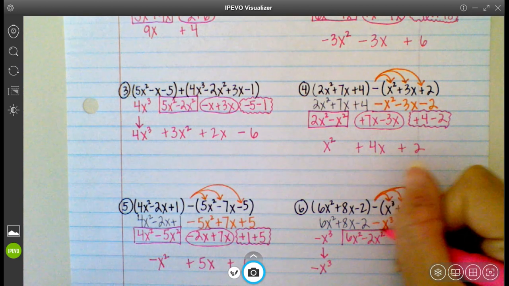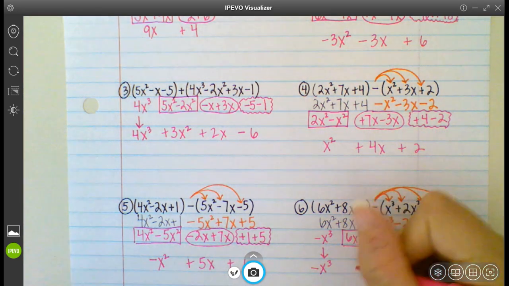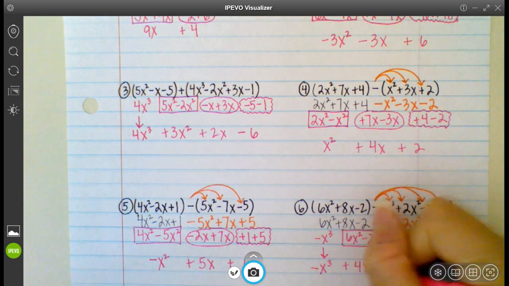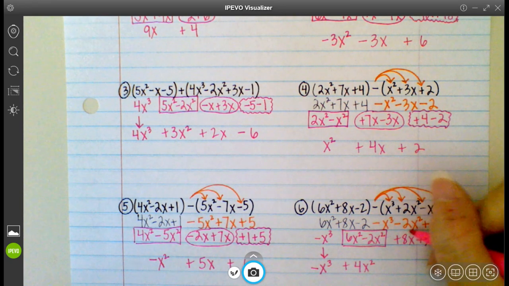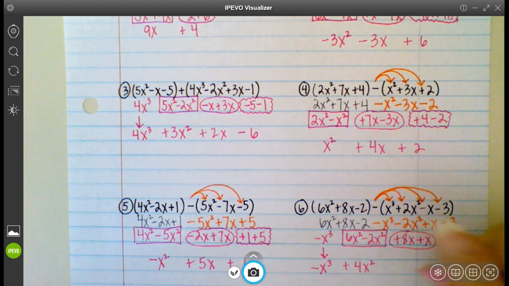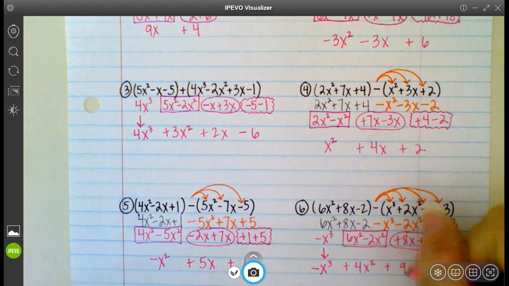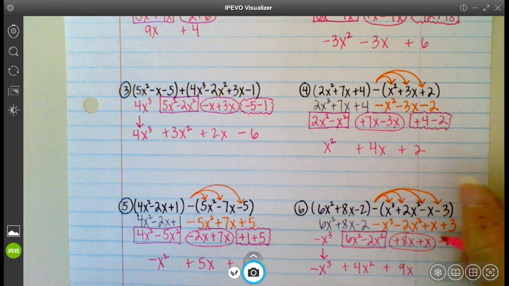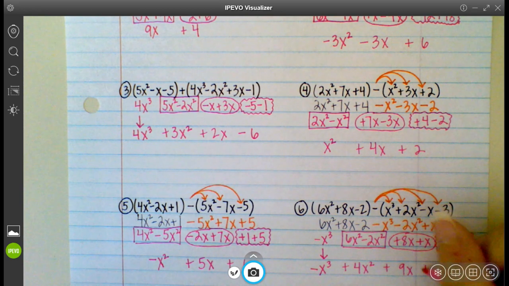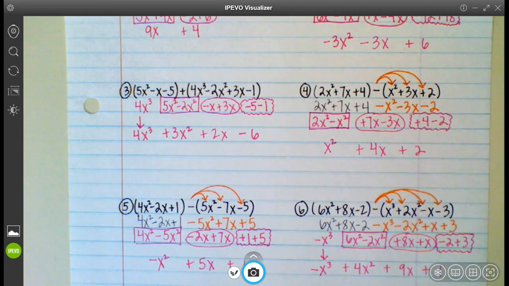Now 6x squared minus 2x squared is in fact 4x squared. 8x plus 1x is going to give us 9x's. And don't forget about your negative 2 plus 3, or 3 minus 2, which ends up giving us positive 1.